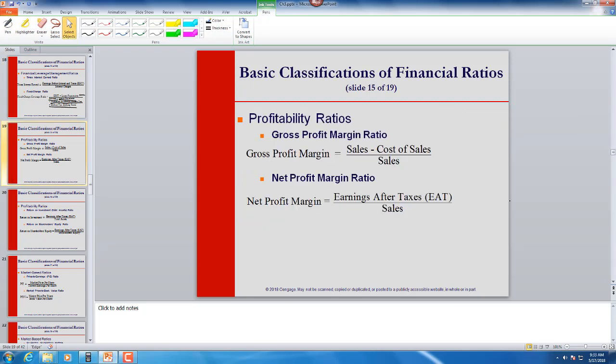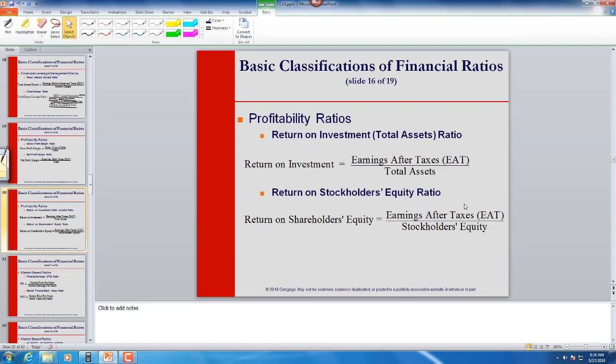Now let us look at the gross profit margin ratio, which is sales minus cost of sales by sales, and net profit margin ratio, which is earnings after taxes by sales. Both are very important ratios. We're going to be talking a lot about these. Now, let's turn to profitability ratios.